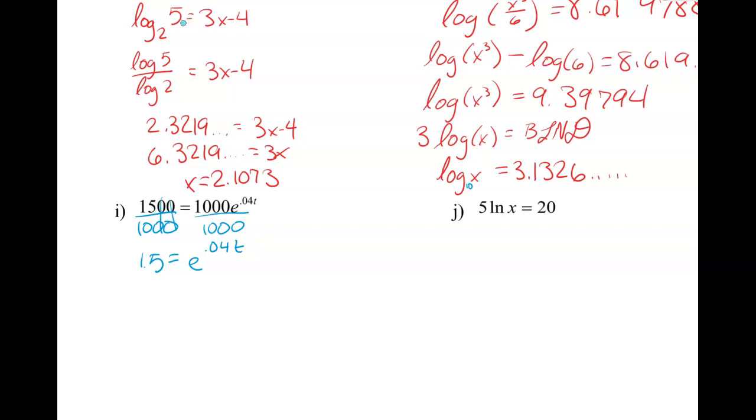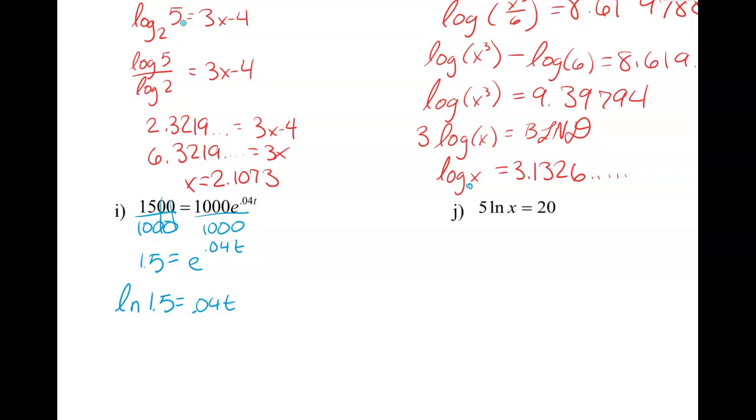Alright. And then I've got an e, which means that to get rid of e, I need to use the natural log, which is represented by ln. So I'm going to take the natural log of both sides. So I'd get ln of 1.5 is equal to 0.04t. Sorry, I misspoke. I'm really bad about bringing down 0 sometimes.